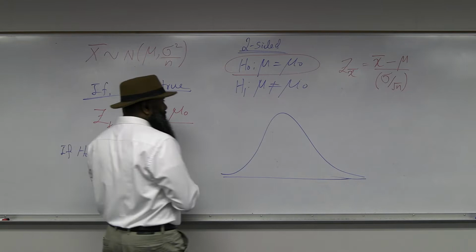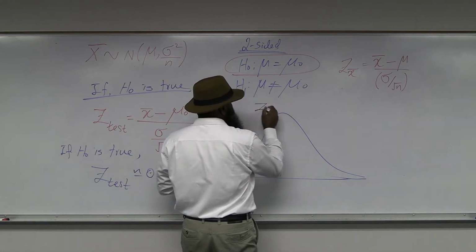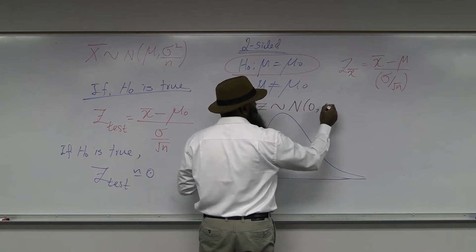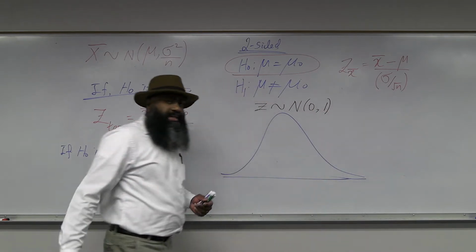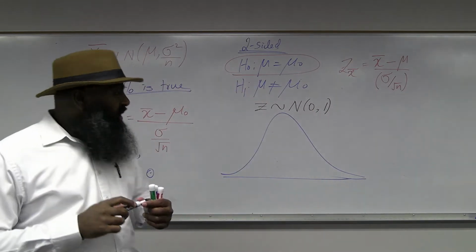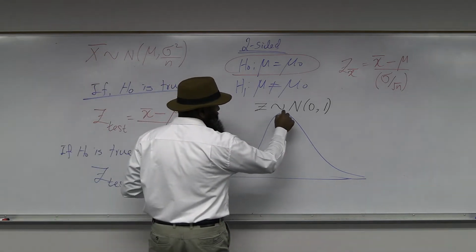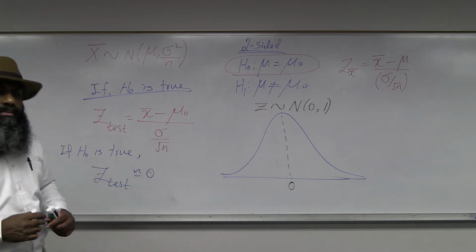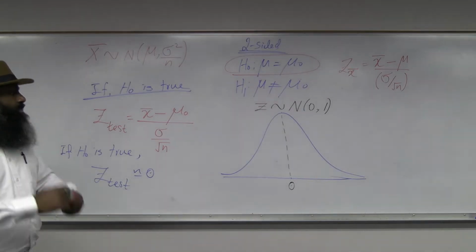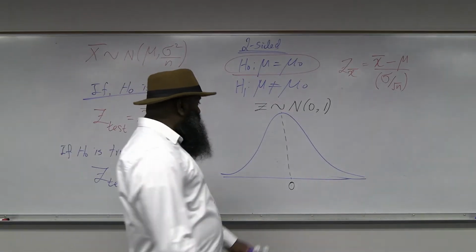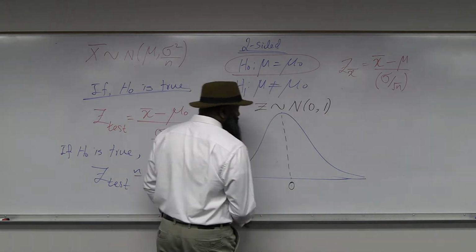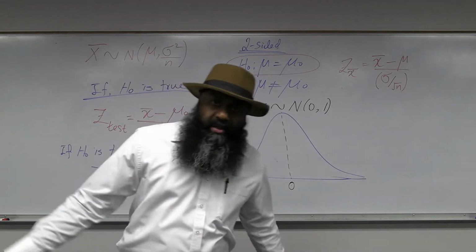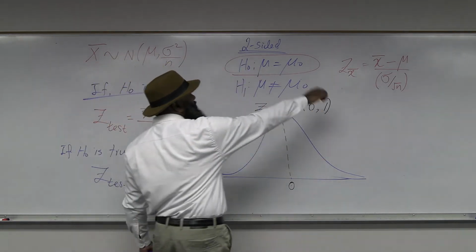Standard normal distribution means I have Z and it's normal with mean of 0 and variance of 1. That's the standard normal distribution, which means our distribution is symmetric around 0. Now, if my Z test statistic is right on 0, then no problem, I will conclude that my null hypothesis is true.